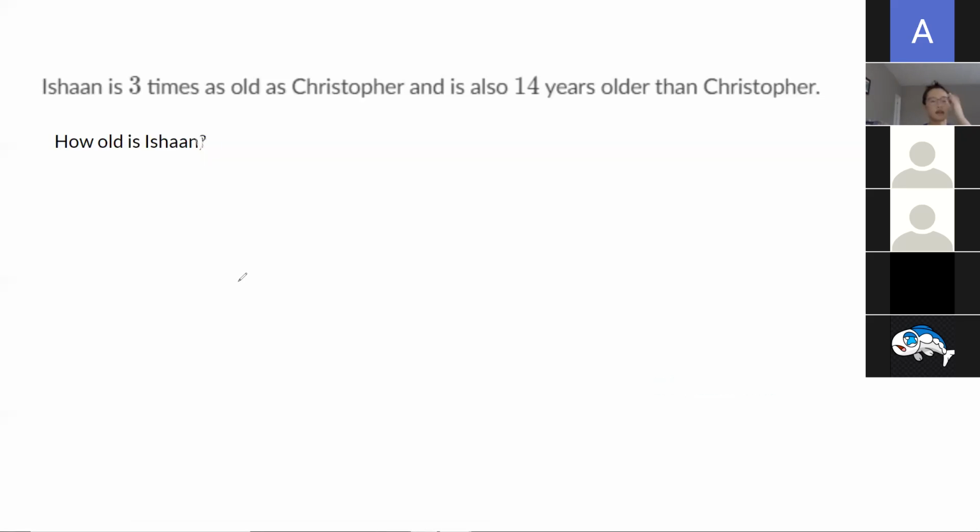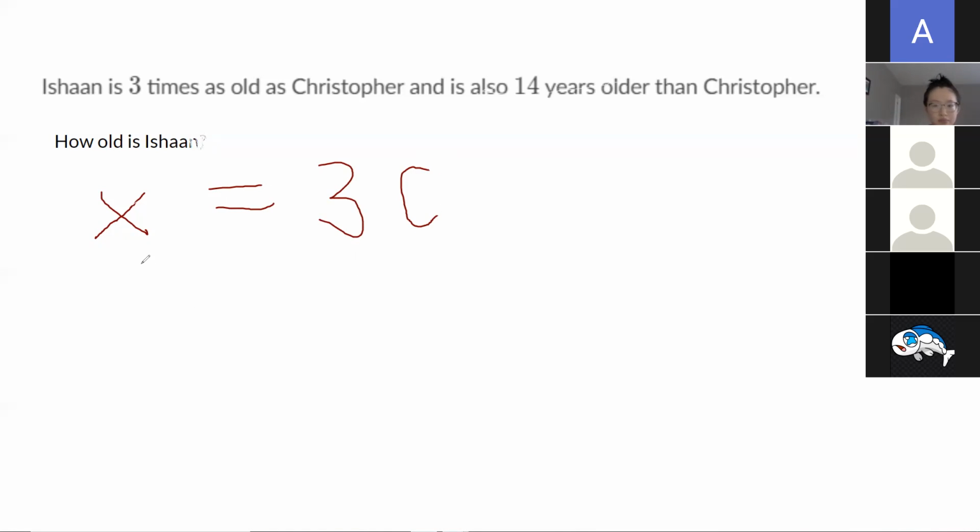So Ishan is 3 times as old as Christopher and is also 14 years older than Christopher. Let's set a variable. It can be anything. What about X for Ishan? So X is 3 times as old as Christopher and is also 14 years older than Christopher. So X equals 3C, C for Christopher, because Ishan is 3 times as old as Christopher. But the problem also tells us Ishan is 14 years older than Christopher.